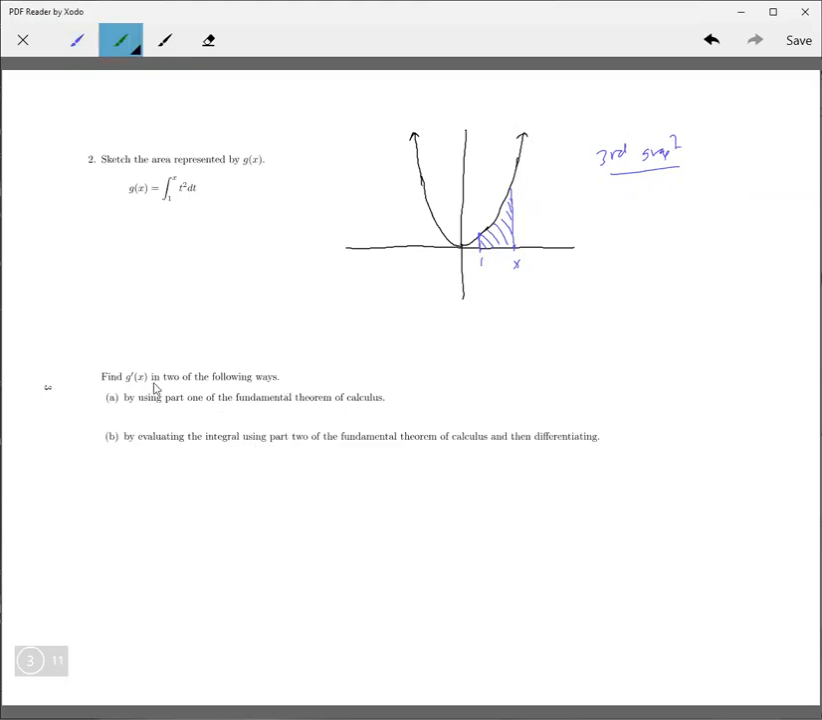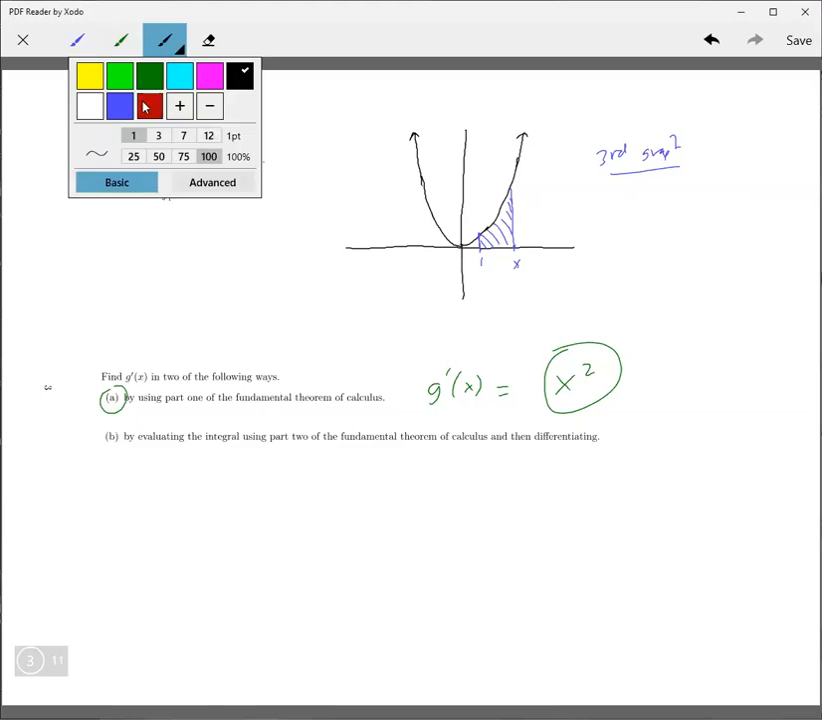Okay, and then part 2, we're supposed to find g prime in 2 different ways. First one is by using the fundamental theorem of calculus. So basically what that said was just take this t squared and replace it with x squared. That's it. That's all you had to do. That would be the answer right there. And then part B is to just evaluate the integral using part 2 of the fundamental theorem of calculus and then differentiate. Okay, so the second way would be like this.